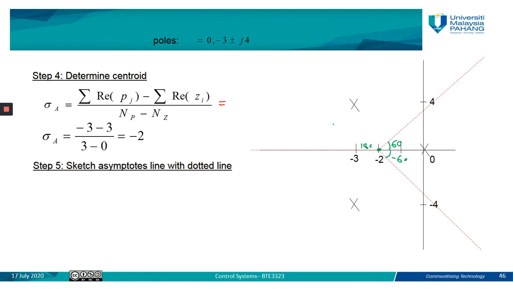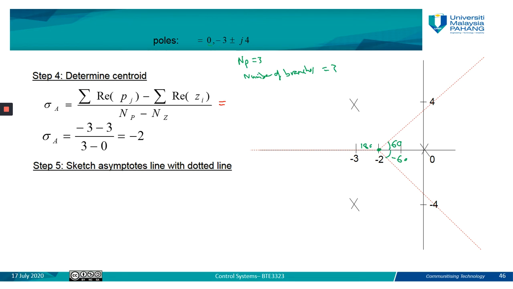Actually, how many branches do we have here? We have 3 branches. Why? Because we have 3 poles. We have the first pole at 0, the second pole at -3 plus j4, and -3 minus j4. So we have 3 poles. Number of poles equals 3. So the number of branches, which is the first rule, is equal to 3, which is the number of poles.